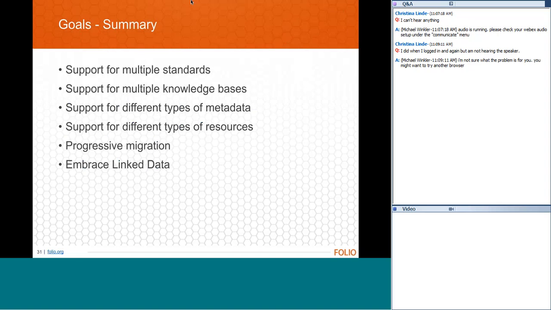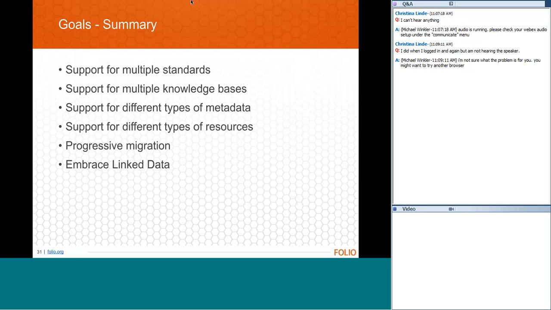This is my summary of the ideas that we've been talking about and the goals, to try and support the challenges that we face, and that we know there's a need for. We know that there's a significant increase in the quantity of resources and the types of resources that we're describing, and in the forms that they're being described in. Most of the conversations have been about how FOLIO embraces that. How does it take advantage of that?